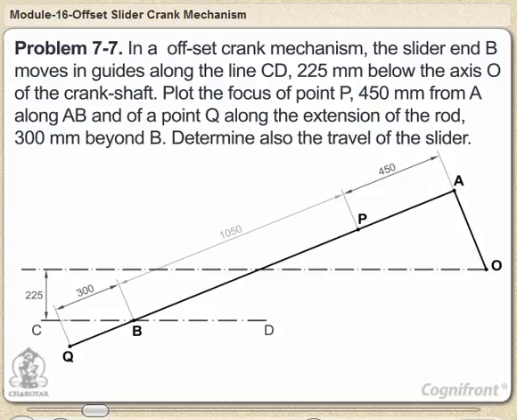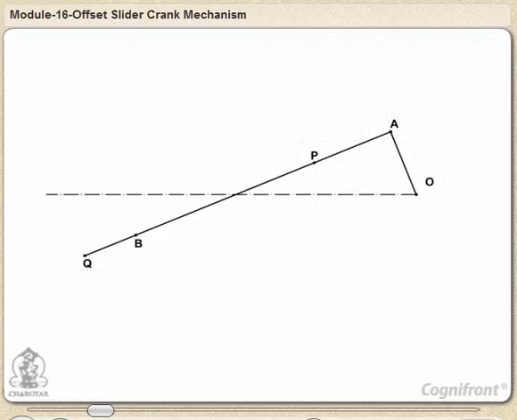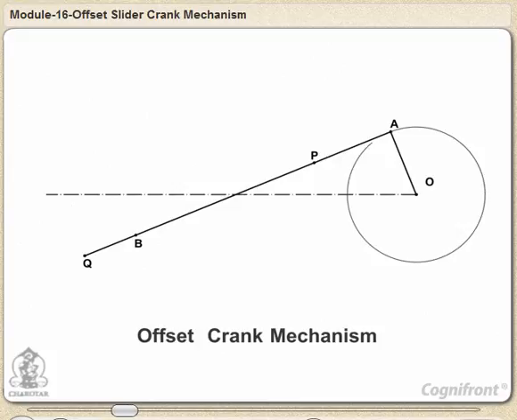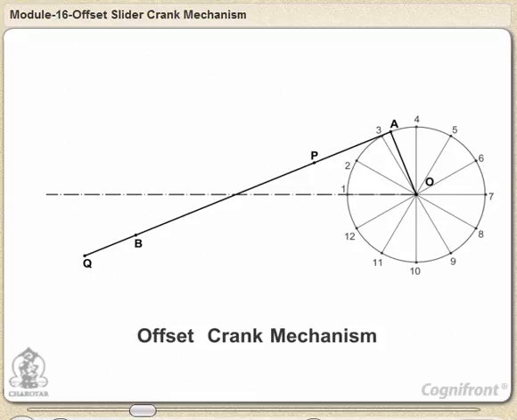In this example, we shall discuss the other type of mechanism, which is the offset crank mechanism. The initial procedure is the same as the above example. First, divide the path of A, that is the circle, into 12 equal parts. Then obtain the positions of the end B on its path. Similarly, obtain the positions of point P as shown in the above example. Here we can trace the locus of the point P.